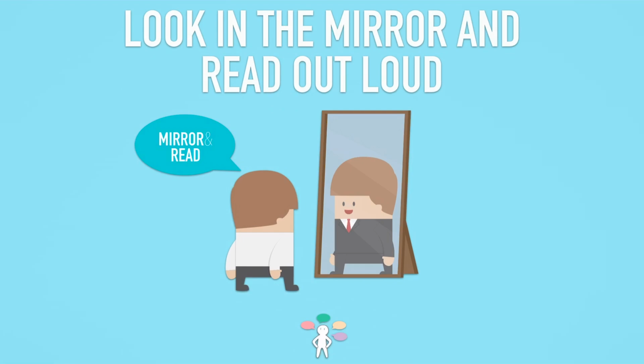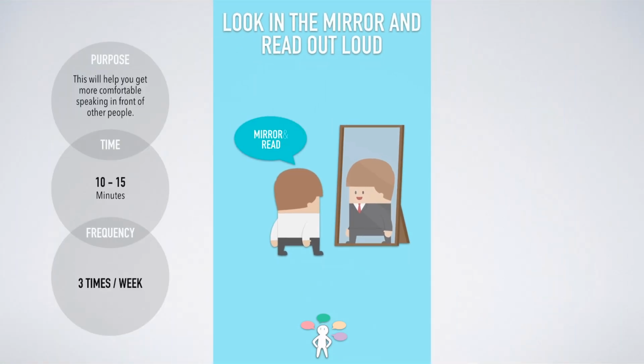Okay, number 1 is mirror and read. Basically, you look in the mirror and you read out loud. Okay, so let's look at this in more detail. The purpose of this method is that it will help you get more comfortable speaking in front of other people. You can spend about 10 to 15 minutes practicing this method. You can do a little more or a little less. It's up to you. But my suggestion is 10 to 15 minutes. And you want to do it about 3 times a week.